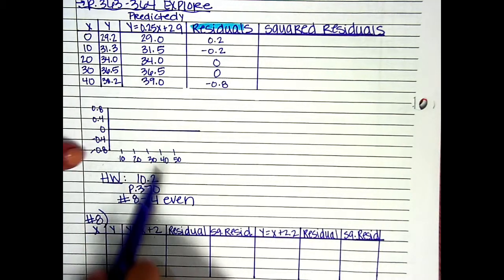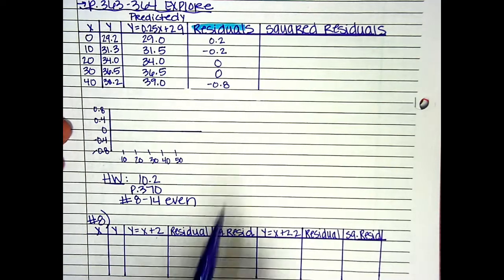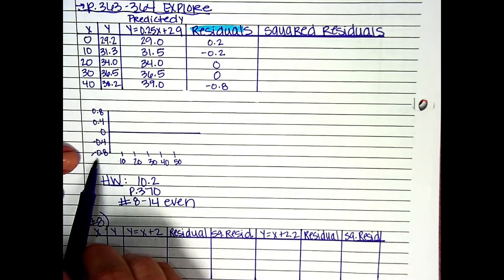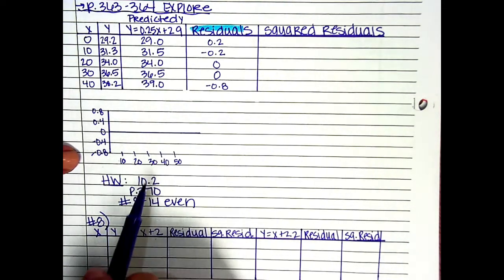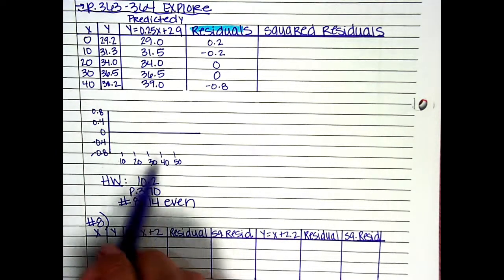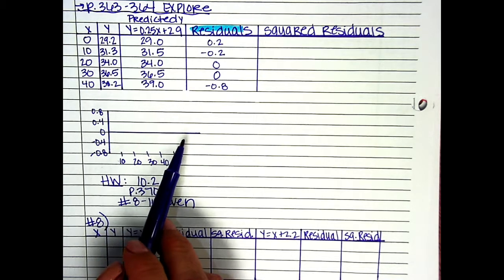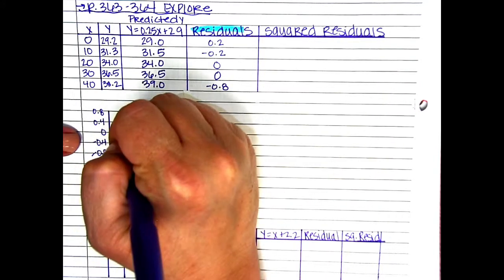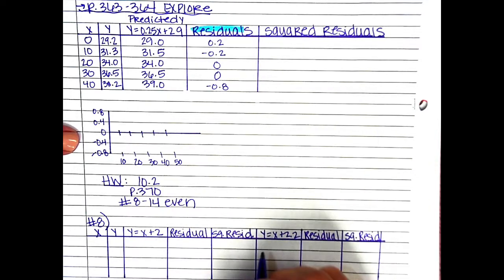The next thing you're going to do is plot them on a grid. So we have 0.8, 0.4, 0, negative 0.4, negative 0.8, because that's going to be pretty easy to graph on. And then along the bottom, I went ahead and put the tick marks for the x values: 10, 20, 30, 40, 50.